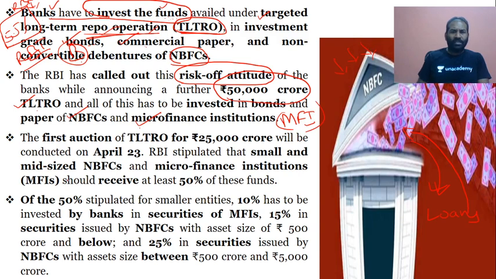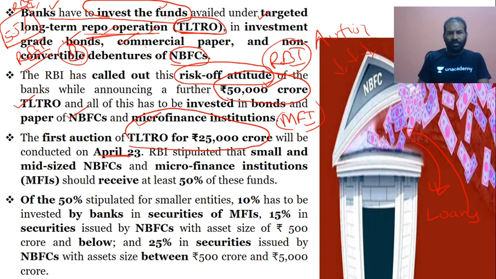And this 50,000 will be invested by the banks in the form of bonds and commercial paper, and there would be an auction. The RBI will come up with the auction. What kind of auction? They will have the auction of the first TLTRO for 25,000 crores of rupees, and this auction will take place on April 23rd.